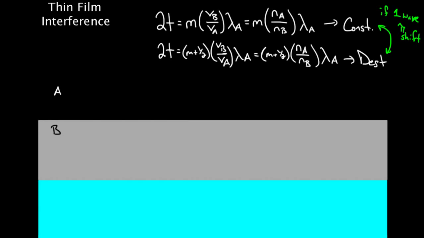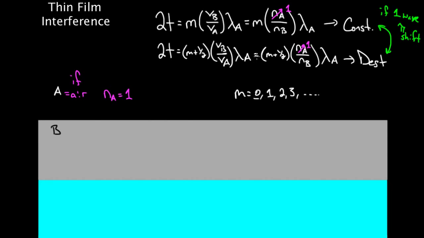So sometimes it gets even better. If this region A is air, well, the index of refraction in air is just 1. So that cleans things up a little bit. This just becomes 1, and this up here just becomes 1. So you end up with m times 1 over nb times lambda a. Or in other words, m times lambda a over nb would give you constructive, and m plus a half times lambda a over nb would give you destructive for every m equals 0, 1, 2, 3, and so on.